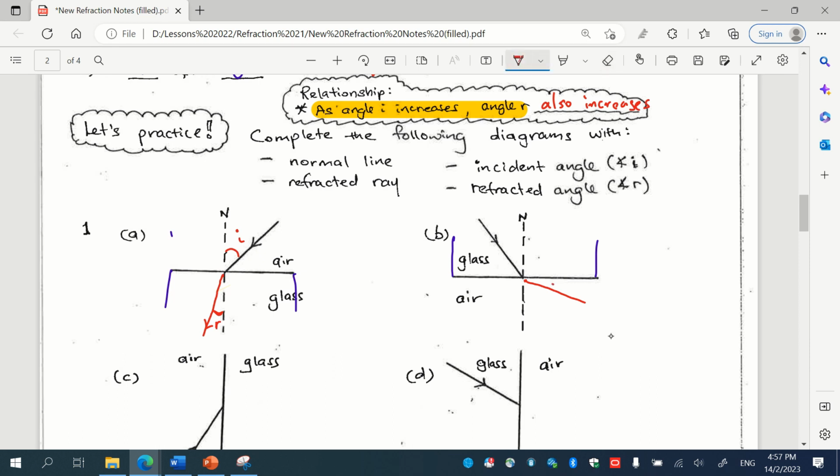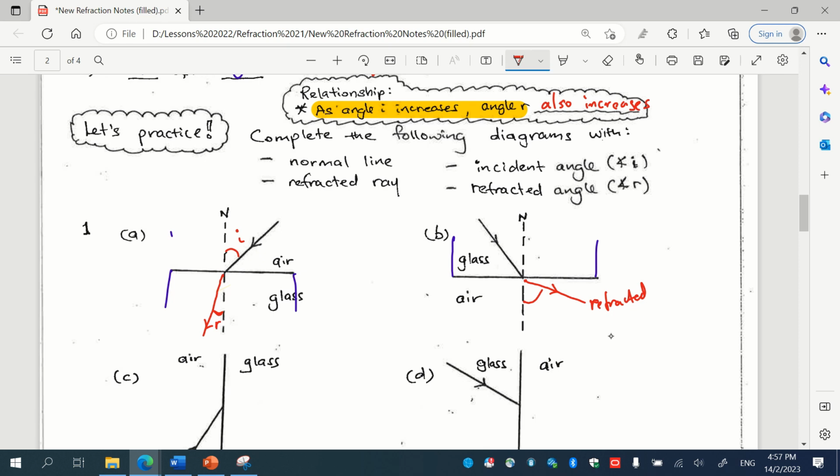So draw the line with the arrow. Remember, a light ray must have an arrow. No arrow, minus mark. So it bends away. Now, if it bends away, then the angle R is here. Remember, this is the refracted ray.